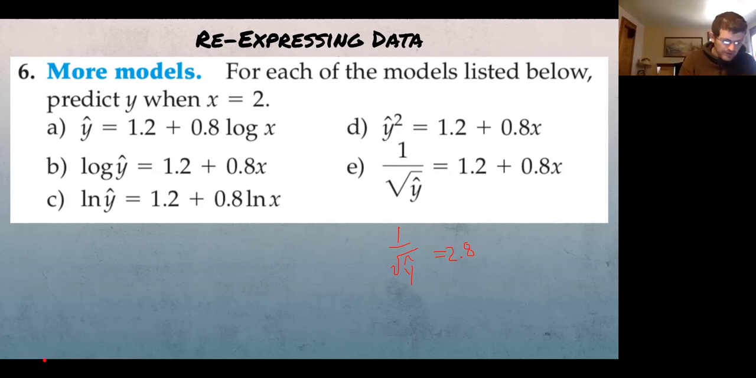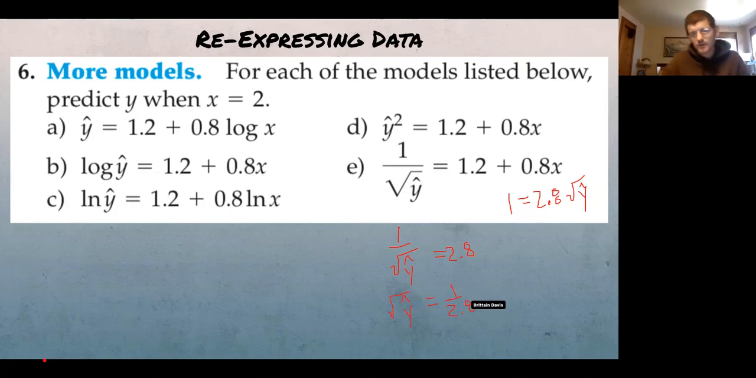Now, what you're going to be saying is we're going to have 1 equals 2.8 times the square root of y hat, and then move the 2.8 over. Or we could just do the inverse of both sides. So we end up with the square root of y hat equals 1 over 2.8. Take the reciprocal, which is essentially one step of doing the same thing. But you got the right idea. So I'm not trying to, don't take that as any negative way.